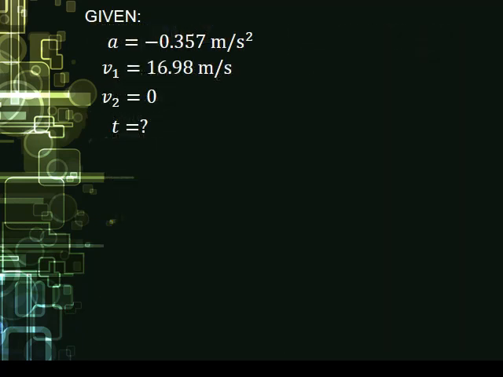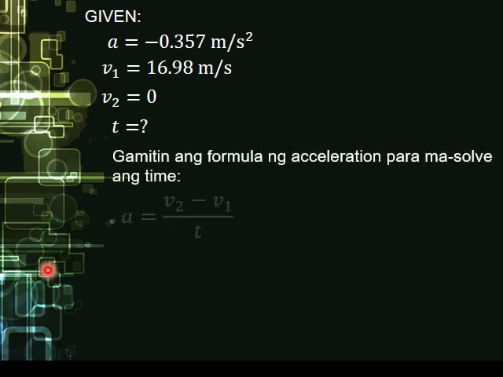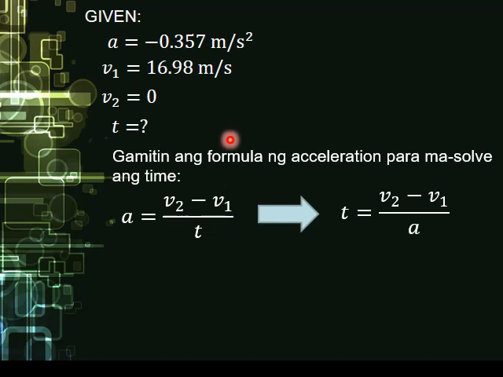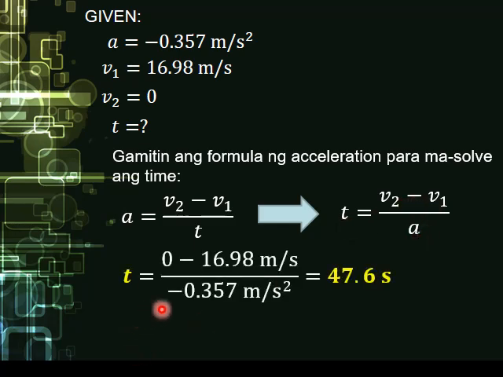Okay, so, based sa given, magsasubstitute na tayo using the formula ng acceleration which is final velocity minus initial velocity over time. So, ang mahanap kasi natin is yung time. So, the easiest way to do that is pagpalitin lang natin yung pwesto ng time at saka ng acceleration. So, therefore, to find out what the time is, you have V2 minus V1 over A. So, pag sinubstitute natin, meron tayong 0 minus 16.98 meters per second divided by negative 0.357 meters per second squared.